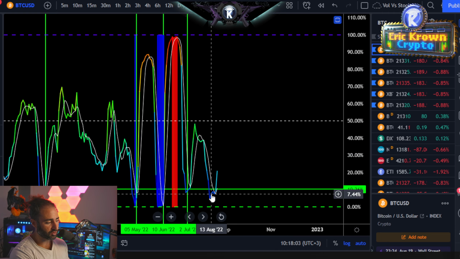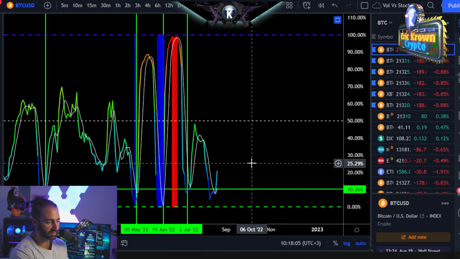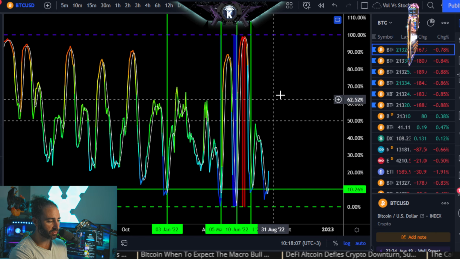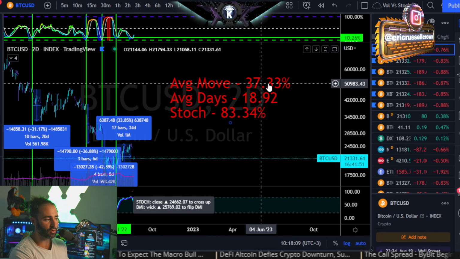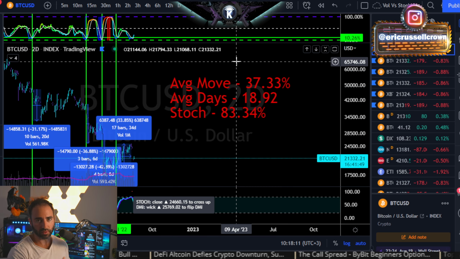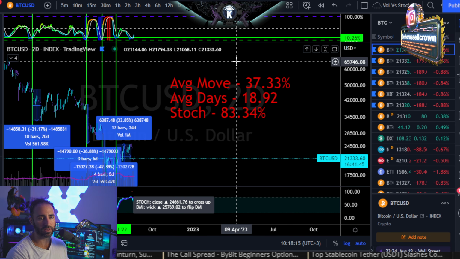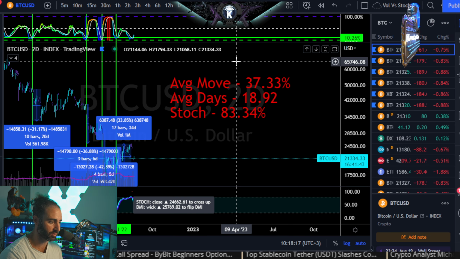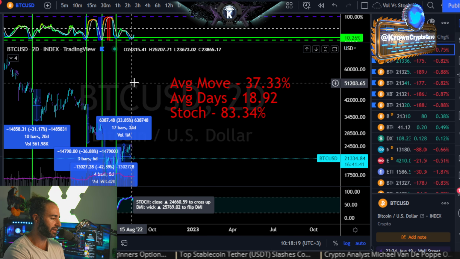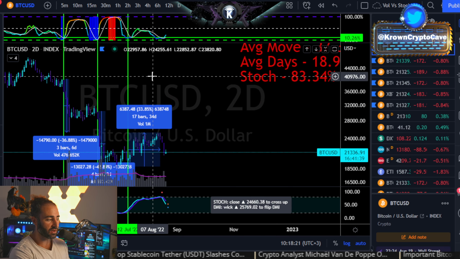When that gets down to extreme lows, which are defined as below the 10th percentile, the expansion phase from those extreme lows has led to an average move of 37.33%. Obviously, this one is higher than the past one because that was a daily. This is a 2-day time frame, so theoretically the signal should be stronger, right? And it is. We've seen several of them even in the past few months.